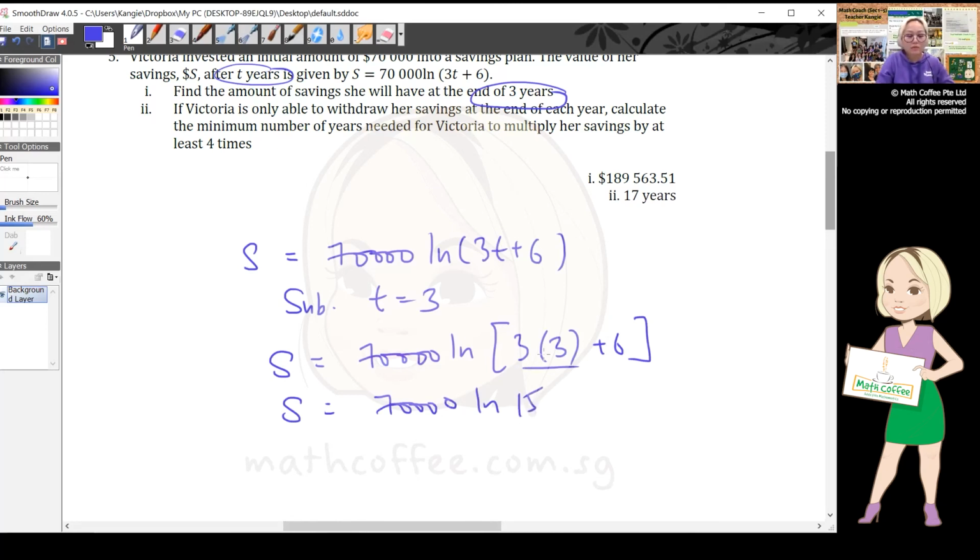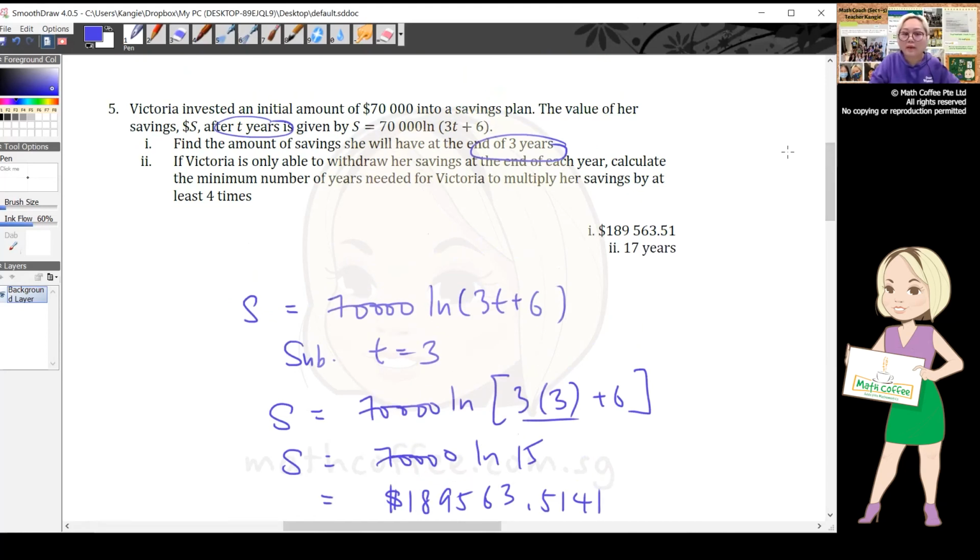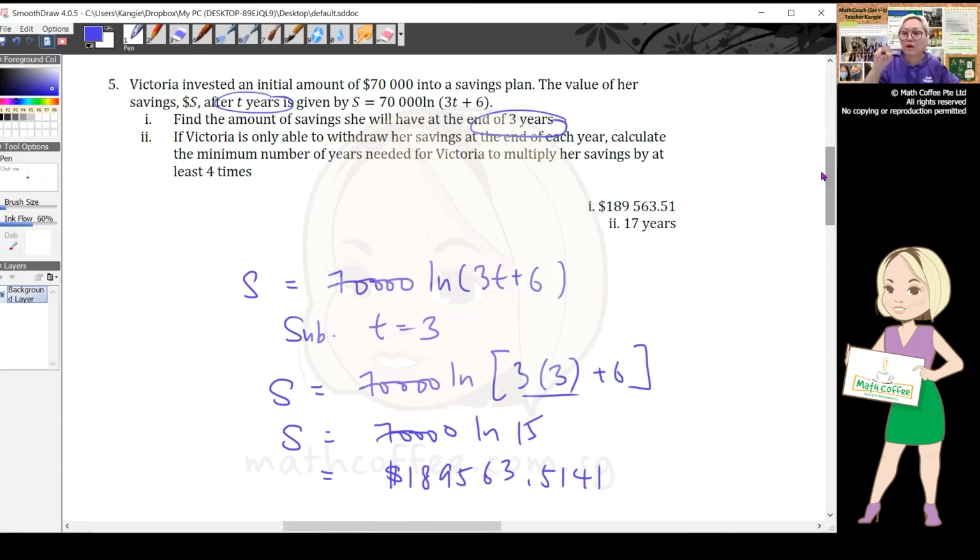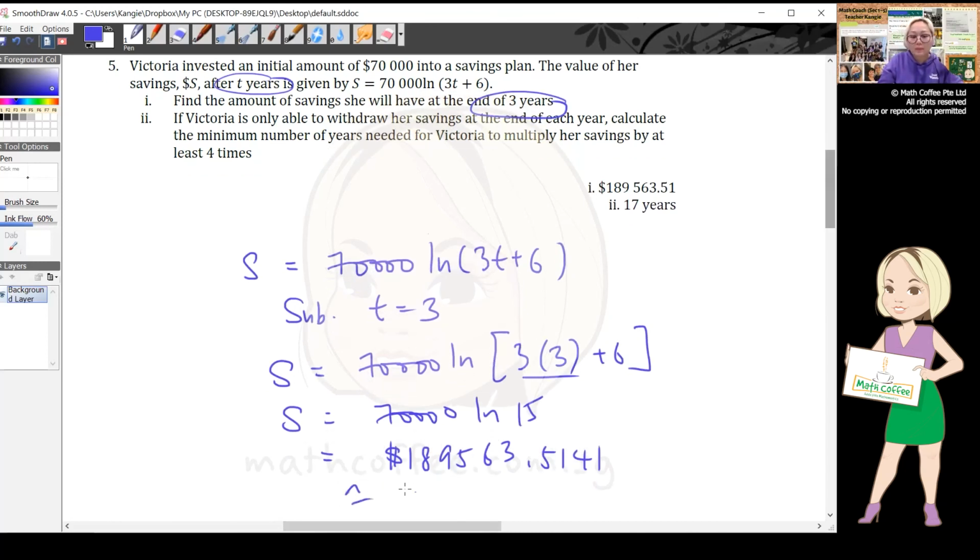So just press the calculator: 70,000 multiplied by ln 15. So I will just get 189,563.5141. It's money, unless they ask me to round off to the nearest dollar. By default, money is always rounded off to 2 decimal places. 2 decimal places is the same thing as rounding off to the nearest cent. So round off to 2 DP, 189,563.51. Done. Okay, next.